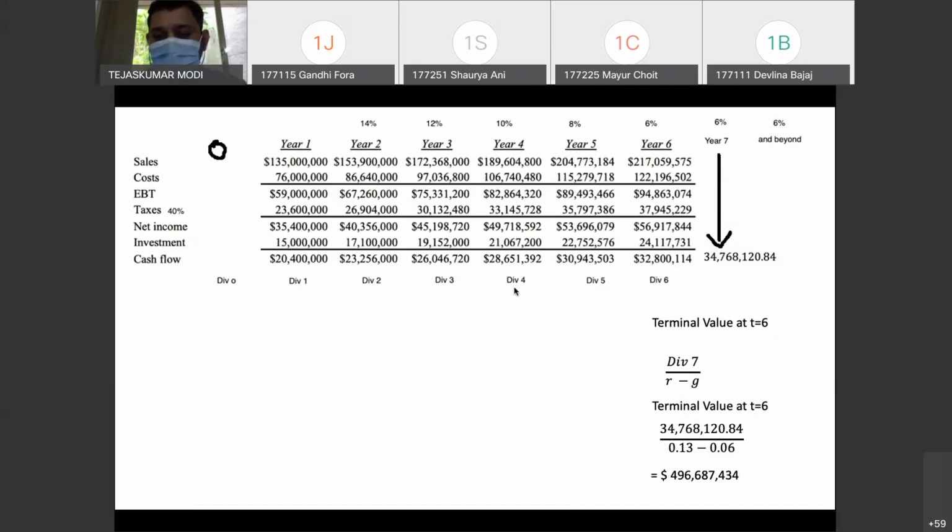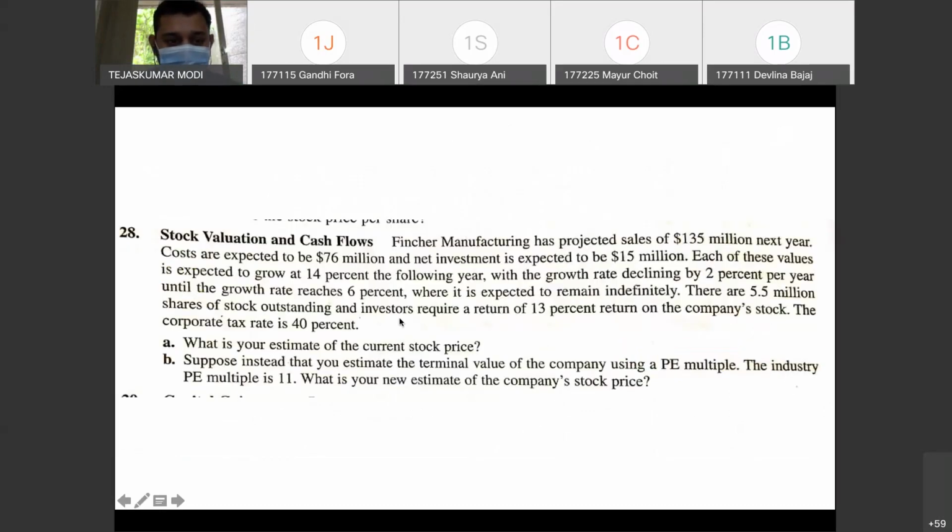So please understand this, that till the sixth year, the growth rate is changing. So I cannot use one formula, right? Because the growth rate is changing. So I will have to discount each of these cash flows separately, individually, and then sum it up. But from year 7 on, it is 6%, only if you read the case. It says that the growth rate reaches 6%, where it is expected to remain indefinitely.